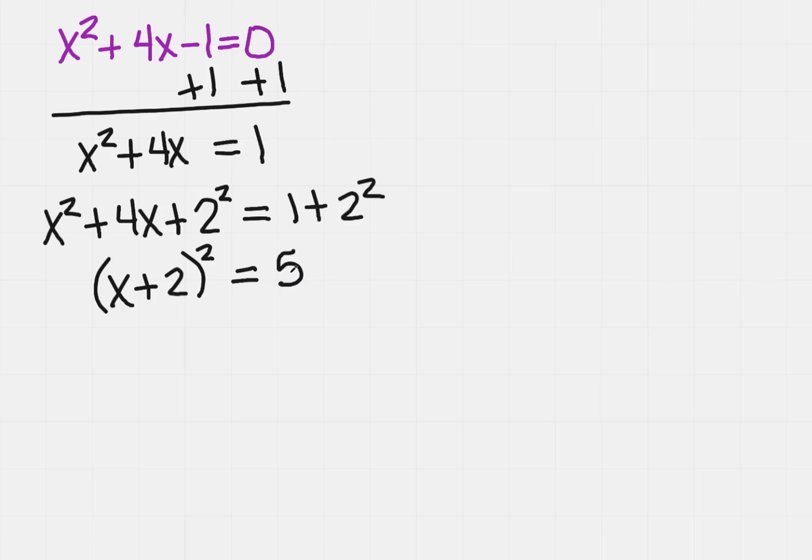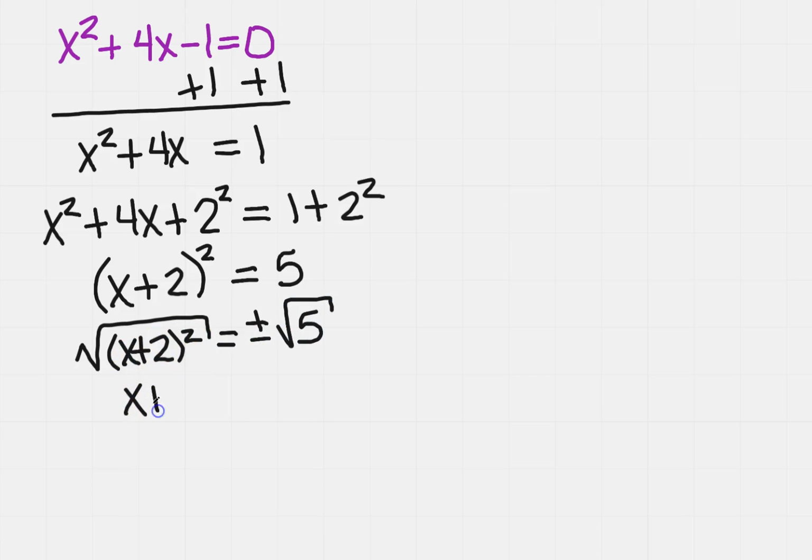5. Now, this looks almost identical to another problem that we've already worked, or that you may have already worked in your homework. So how do I get that x plus 2 by itself? Well, the opposite of squaring something is taking the square root. So we're going to take the square root of both sides. Remember, on the right-hand side, you take the positive and the negative square root. The square root of anything squared is just that, anything.